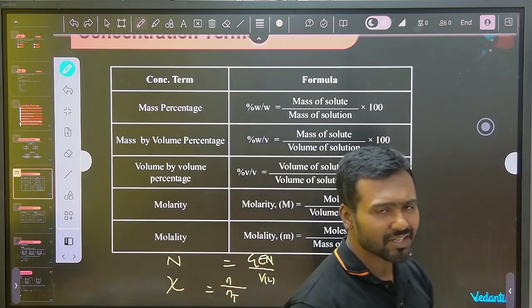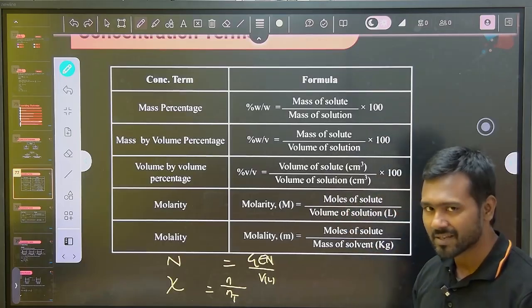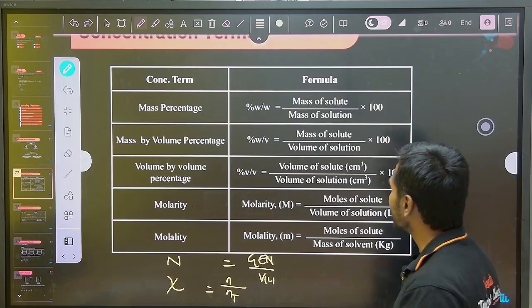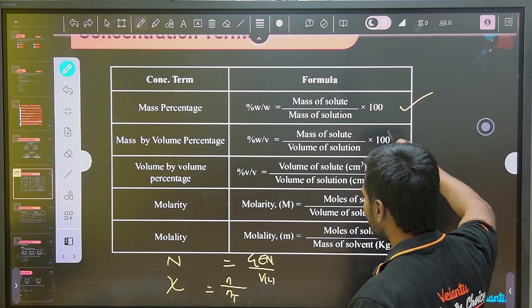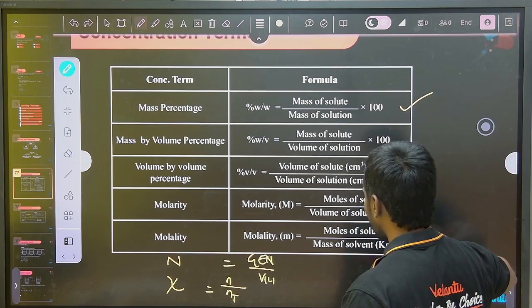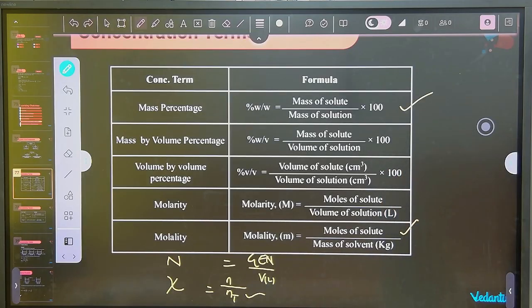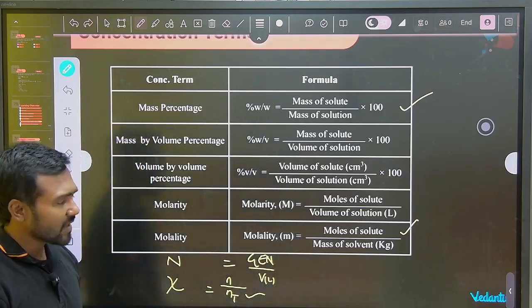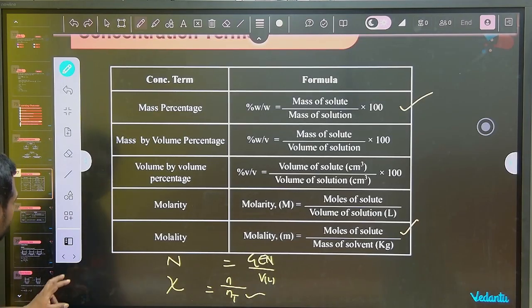Out of these concentration terms, wherever the volume comes, that will be affected by temperature, that depends on temperature. Wherever only weight comes, that is independent of temperature. That means I am marking weight by weight percentage or mass percentage, and next molality, and next mole fraction. These three are independent of temperature because they have only weight, whereas the remaining all depend on temperature. The best method to express concentration is normality, because in normality we are taking the gram equivalents. That is the best one.